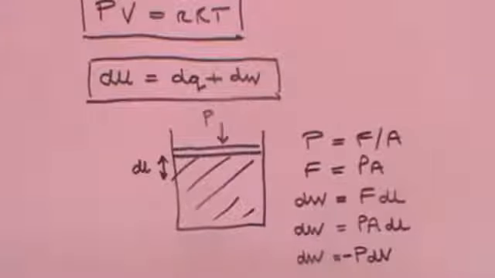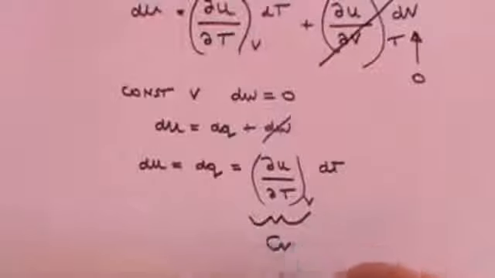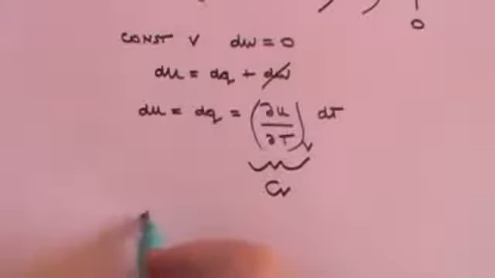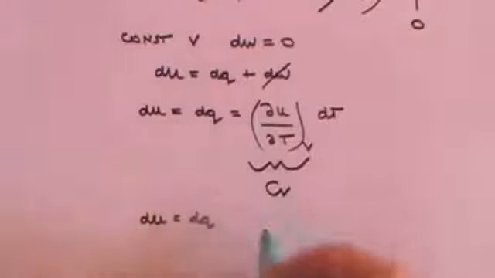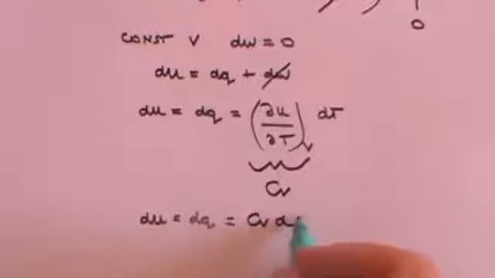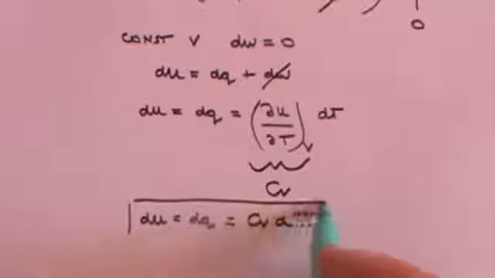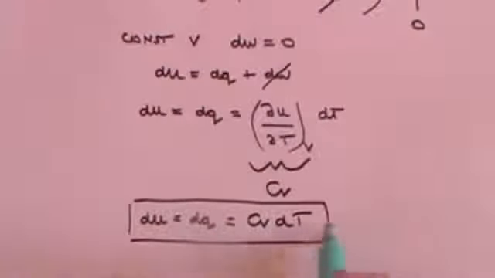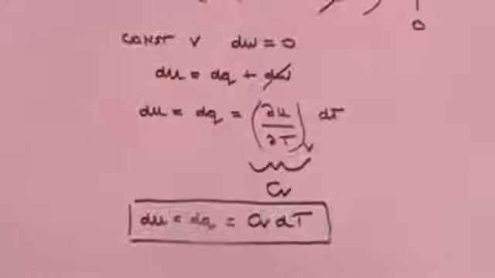sign here. And the term here is called the heat capacity at constant volume. And that gives rise to the formula that dU equals dQ equals Cv dT. And we'll need that as we go through this video.